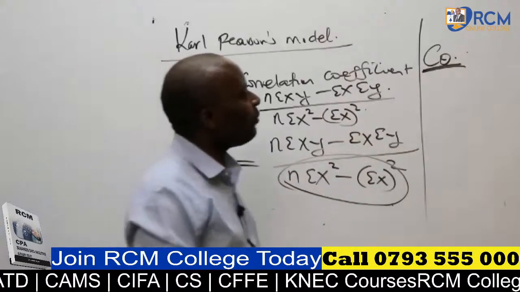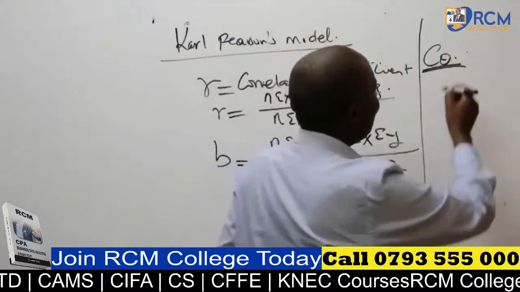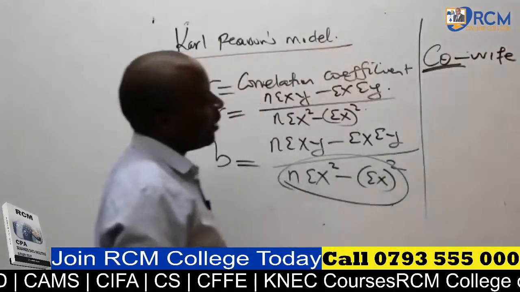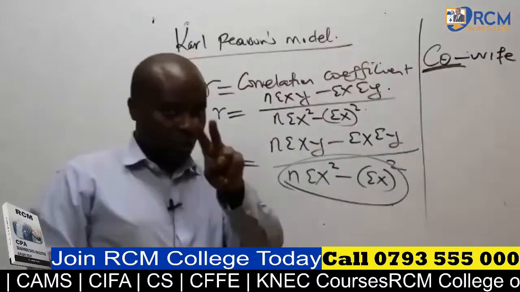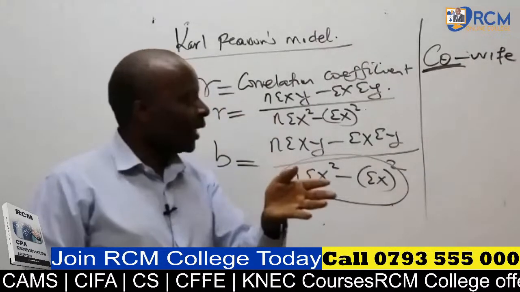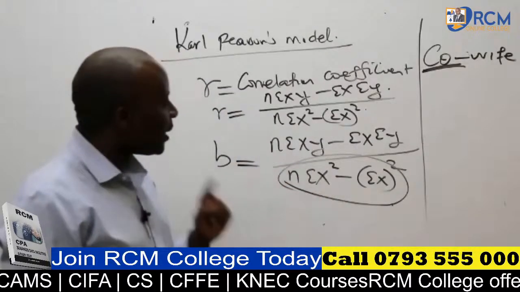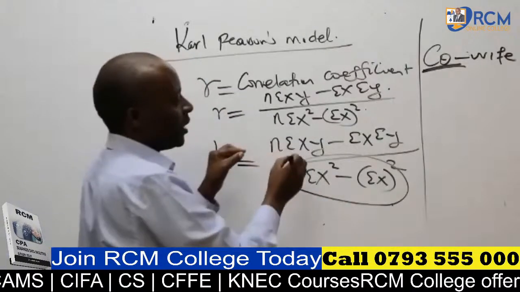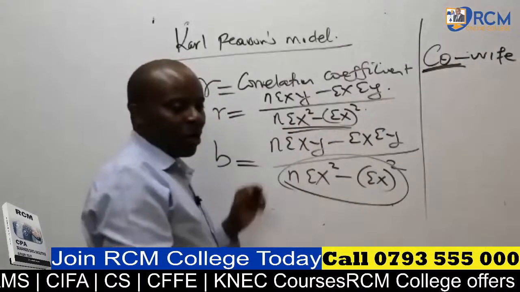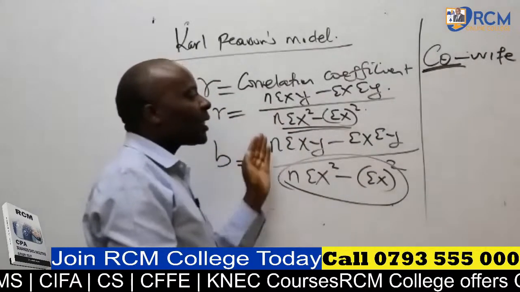If you go and hear someone say, for example, core wife, what does it mean? Two or even more. Bad husbands, two or even more, like that. So the same case, when you hear correlation, the denominator cannot have x alone. Correlation, it is x and y.